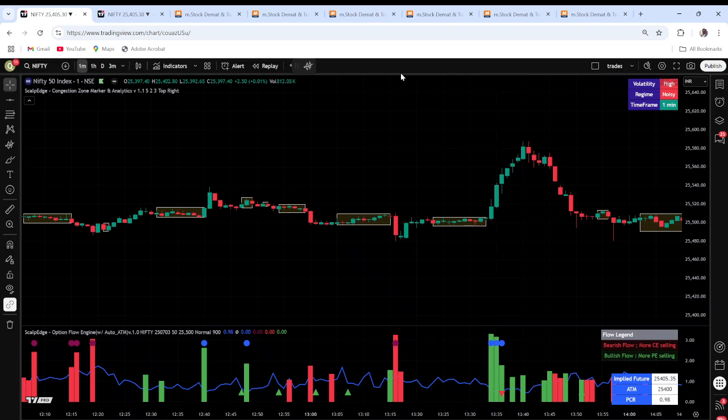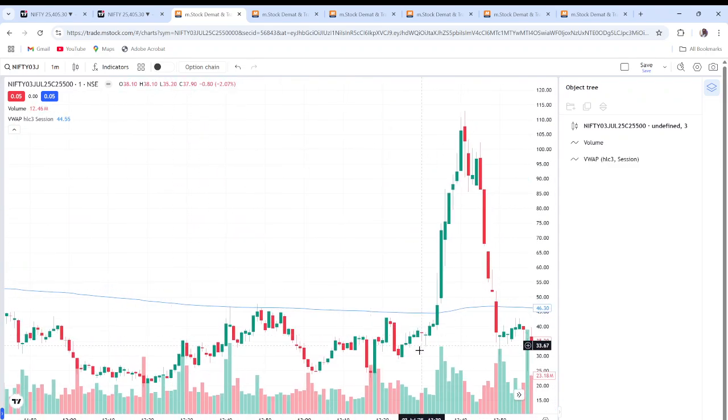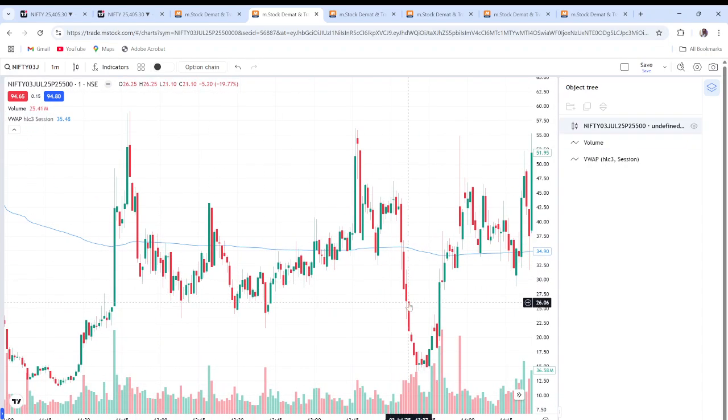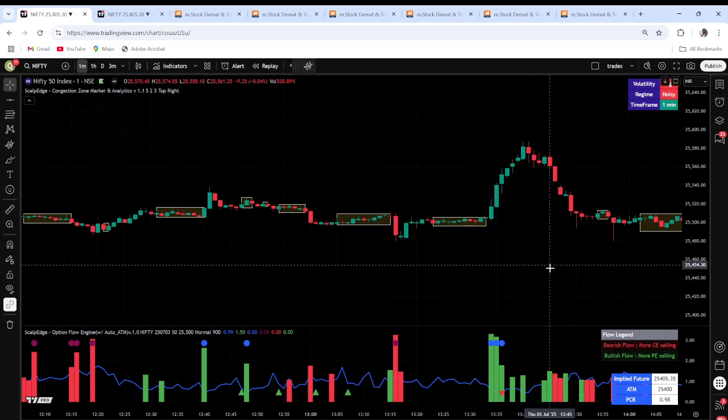So if I'm buying at 25,539, I'll be buying a 25,500 call. This time it is 135. 25,500 call at 135. So the call from 70 goes up to 110. So this is the move you get if you buy this. Similarly, if you sell a 25,500 put at 130, somewhere around here, you sell the put at 43, it goes down to 16. This is also very fast. So this is your scalping which is going on.